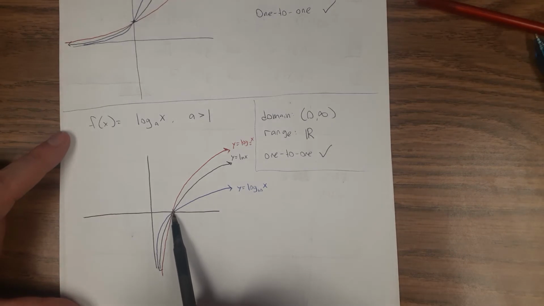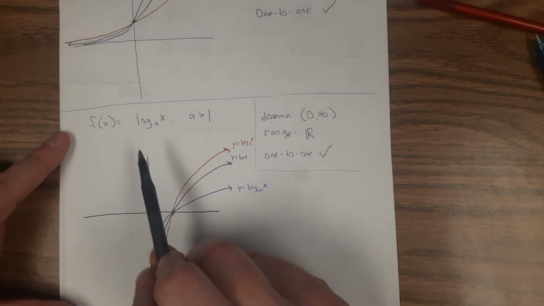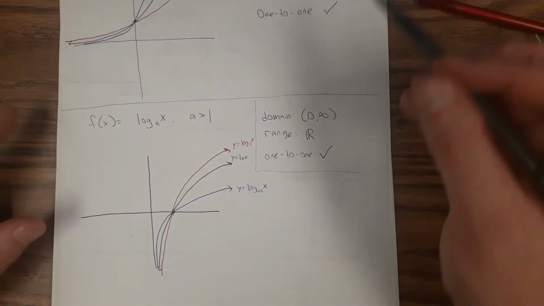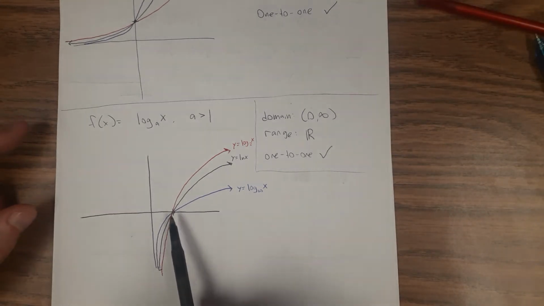They all go through this point. This is the point 1, comma 0. That's because the logarithm base anything of 1 is 0. So they all go through the point 1, comma 0.